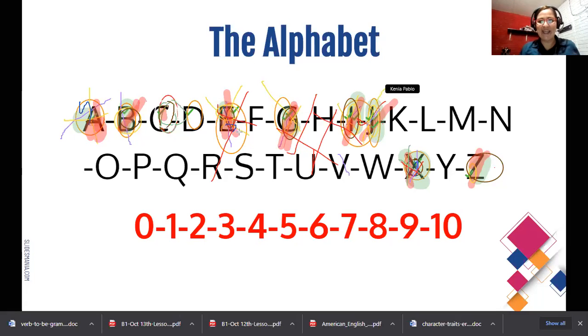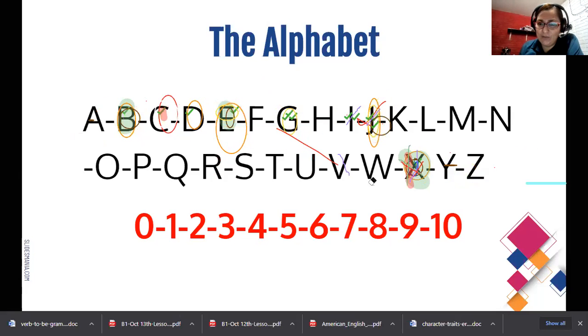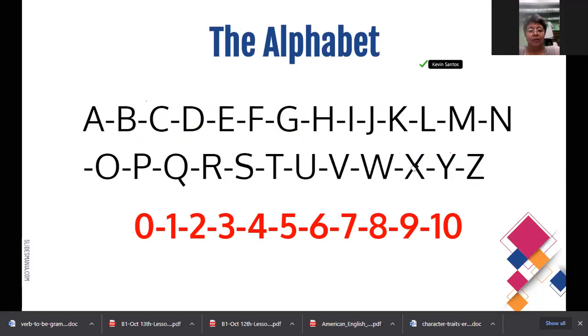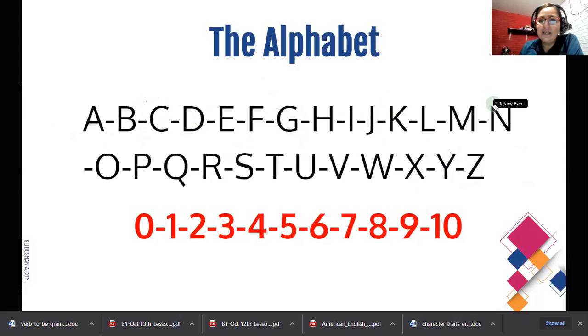Excellent. And letter Y. Okay. Easy, right? Yes or no? Como ya estuvimos practicando en la plataforma, ya se nos hace más fácil. Y esa es la idea. Que cuando vengamos a la clase, ya solo vengamos a practicar, a retroalimentar. All right, let's move on.